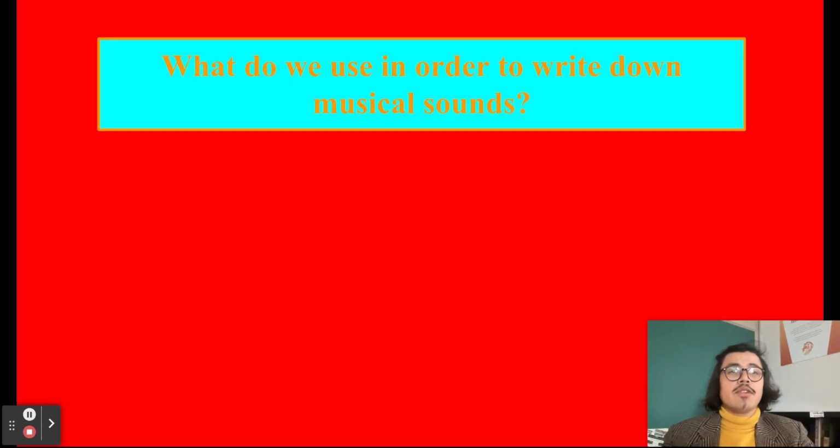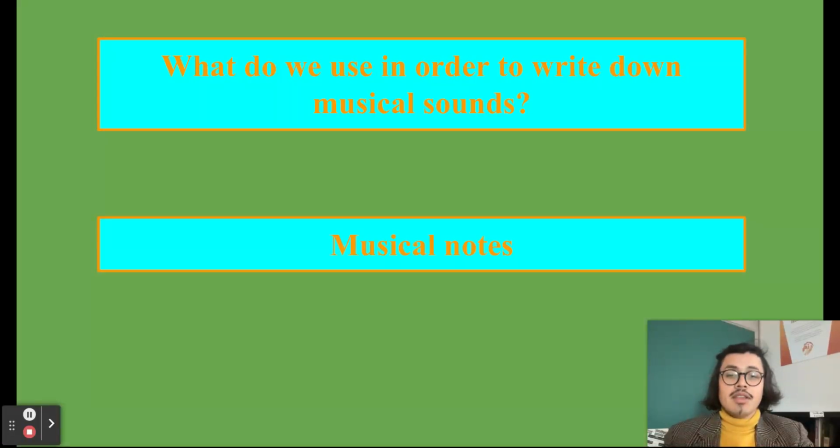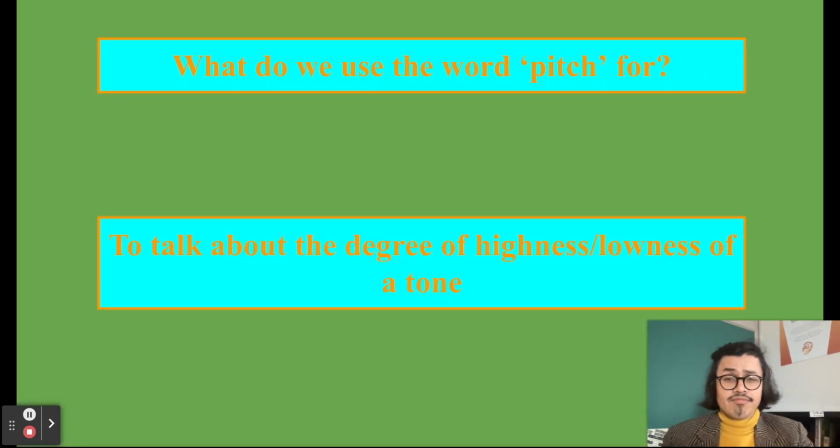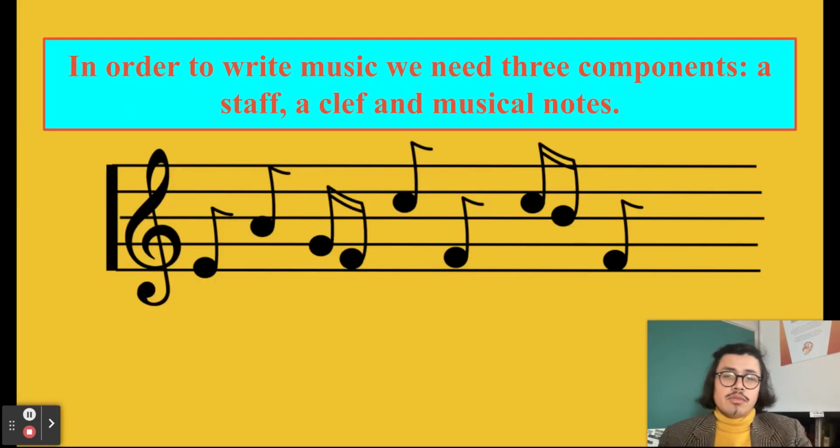So a little checking for understanding. What do we use in order to write down musical sounds? Yep, that's right. Musical notes. And what does the word pitch mean? Well, what's it used for? To talk about the degree of highness or lowness of a tone, right? So, in order to write music, we need three components: a staff, a clef, and musical notes.